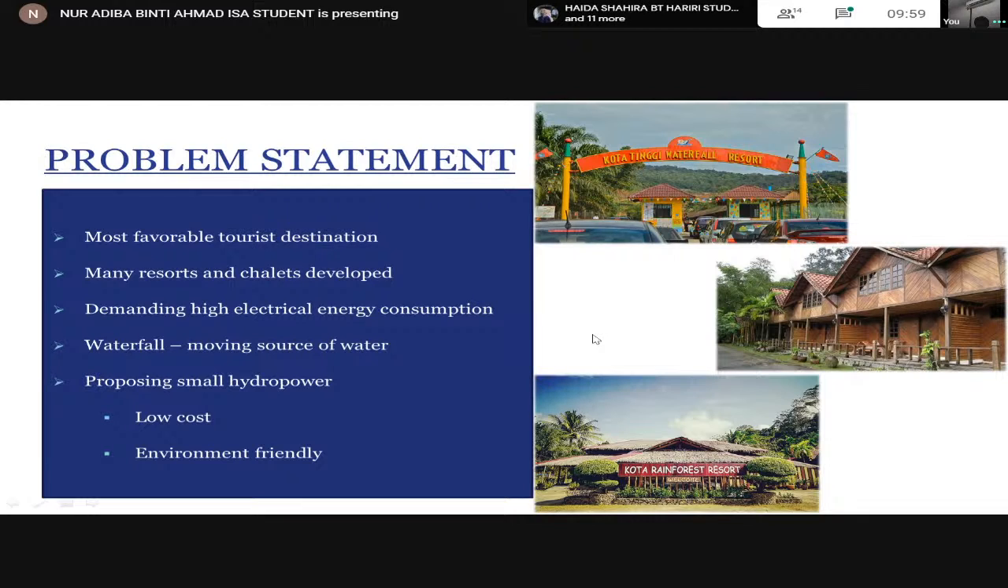A waterfall is the main source of water, and that is why we propose a small hydropower that can generate electricity from moving water. And why small hydropower? Because it is low in cost for construction and maintenance, and it is environment friendly because it does not use any fossil fuels to generate electricity. Next slide.